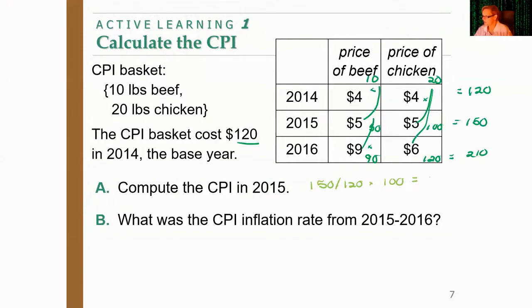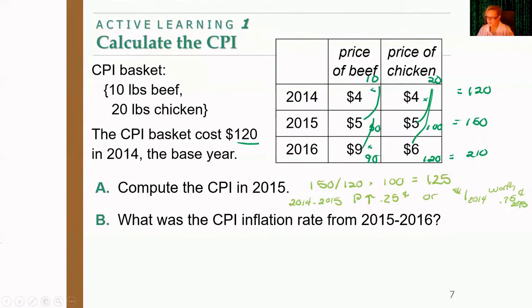So what's the explanation of that? Between 2014 and 2015, prices increased 25 cents, or $1 in 2014 was only worth 75 cents in 2015. Okay. All right, let's look at the next one.